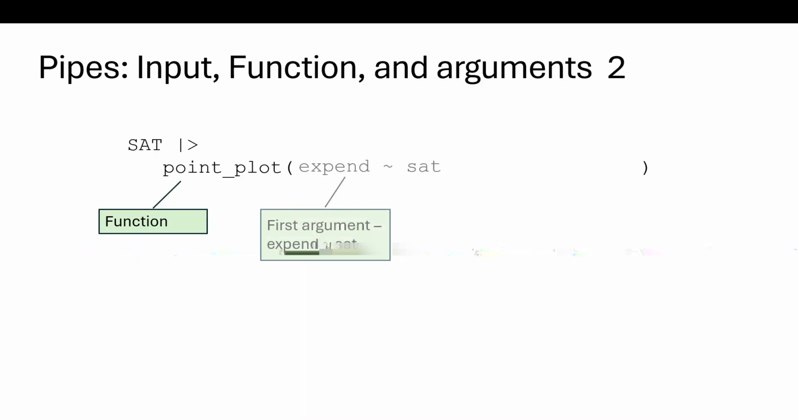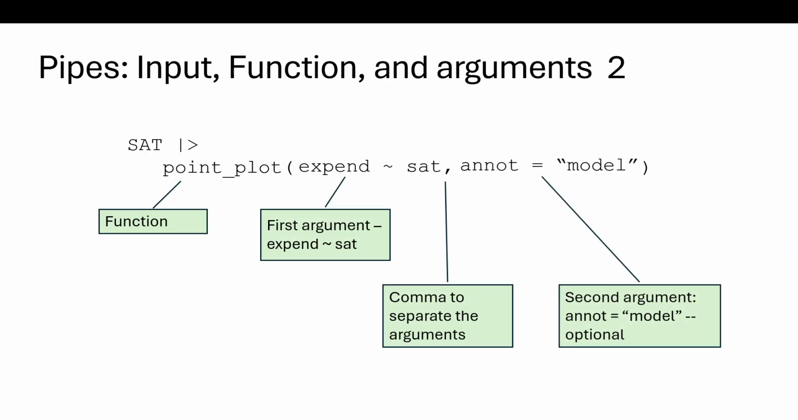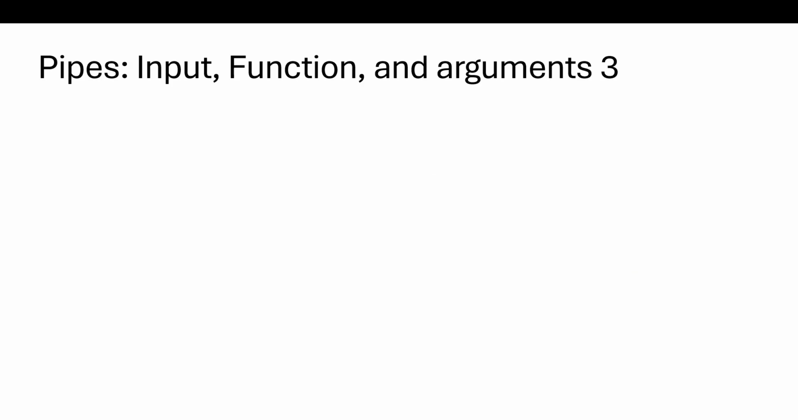Here's a function. We've got a point plot, and then we pass the first argument, which is the formula expression that is required for the point plot function. And then we say comma to separate the arguments. And then this time we are adding an optional argument, which is anot equals model. In other words, you could just do a point plot without an annotation, in which case you just say the formula expression, or you could have a point plot and then annotate it with a model or with some other possibility. So we say then anot equals model. That's optional, but if you want an annotation, then you have to include this.